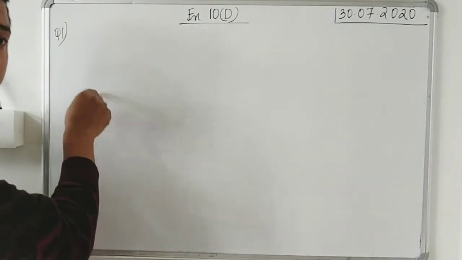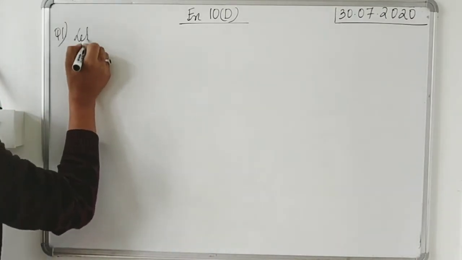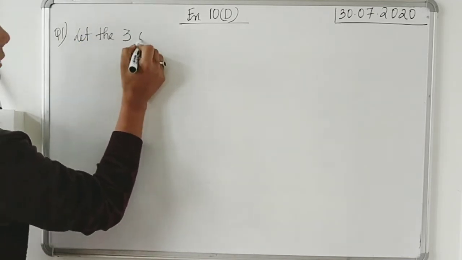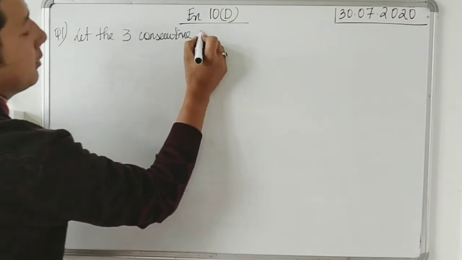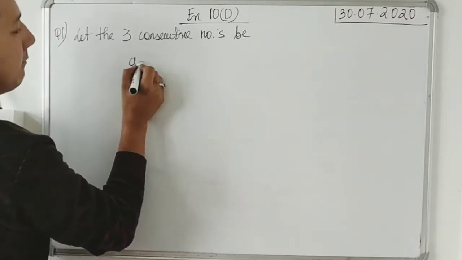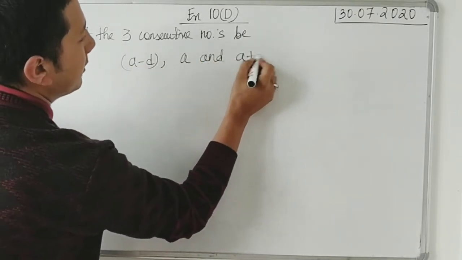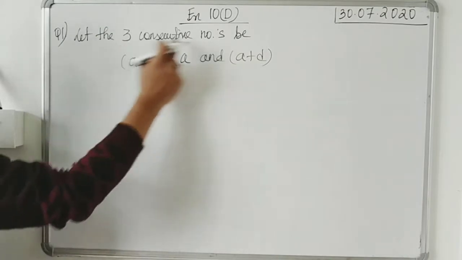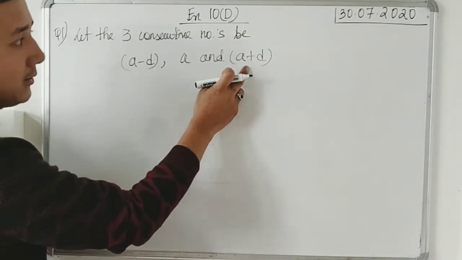The first one: when the sum of 3 consecutive terms is given, let the 3 consecutive numbers which are in AP be A minus D, A and A plus D.